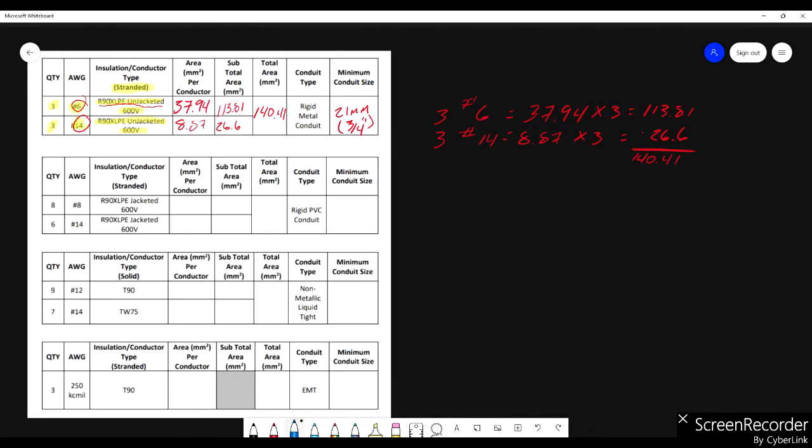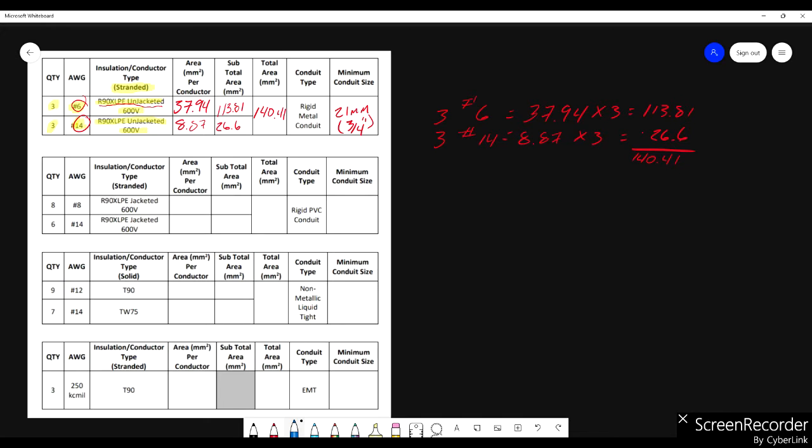So what do we have? Well, we have 8 number 8s, R90 XLPE jacketed, 600 volt, and we have 6 number 14s. Same insulation type. And it's going in rigid PVC. So first step is I am going to go find what it is per conductor. So R90 XLPE jacketed. So I'll tell you what table that is. When I scroll through my tables here, I'm in table 6s. And 600 volt rated, you're going to be looking at table 6C.